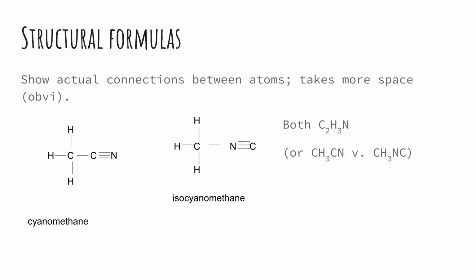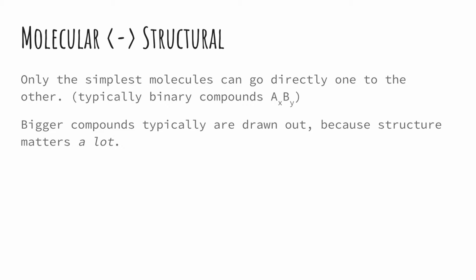So another way of trying to reflect the structure in a molecular formula, instead of writing it C2H3N, you can sort of start to mimic the actual connections between the atoms. You could write it CH3CN and CH3NC. So only the simplest molecules can go directly from molecular to structural. Okay? These are typically binary compounds. They only have 2 elements in them. Bigger compounds usually have to be drawn out because structure can change a lot.